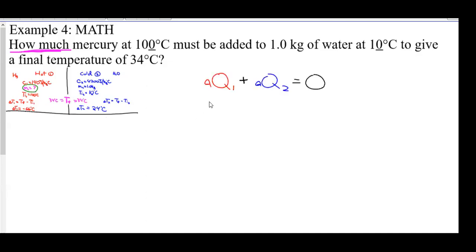So since we're doing thermal equilibrium, I've color coded it just to remind you that Q1 is my hot, Q2 is my cold, and that was just what I decided. You don't have to make Q1 always the hot one. You don't have to make Q2 the cold one. It's just how I set it up.